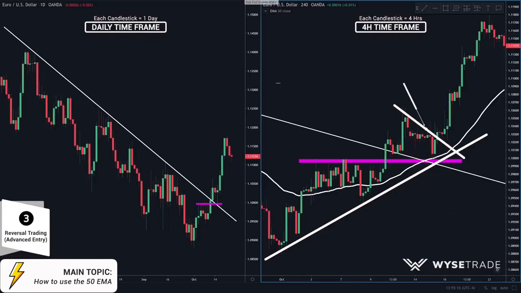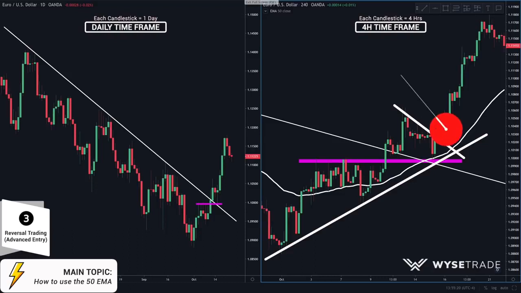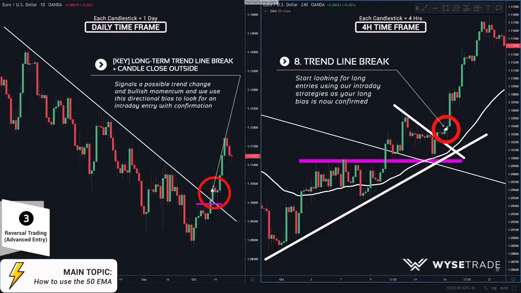You then put your very short-term trend line on top of the short-term pullback. And once price broke out, you go to the lower time frames and start looking for breakout or momentum entries long, as your directional bias is now confirmed. Remember that the most important part of this quick intraday entry was because of the long-term trendline break on the daily with a candle close outside, and then confirmed through the intraday price action entry.